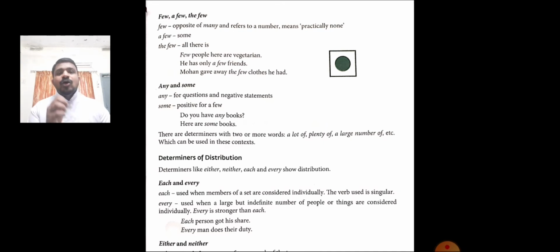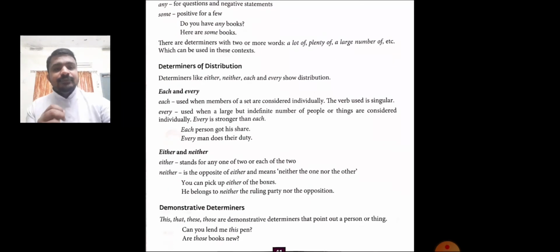Every child obeys the parents. Now, either and neither: either stands for any one of two or each of the two. That means you can pick either of the boxes. That means that you have the option. Now, neither is the opposite of either. That means neither the one nor the other. He belongs to neither the ruling party nor the opposition.